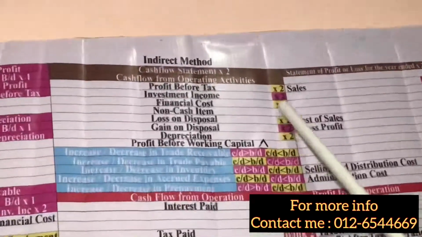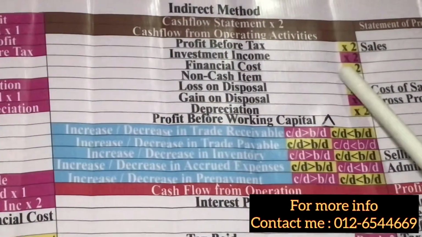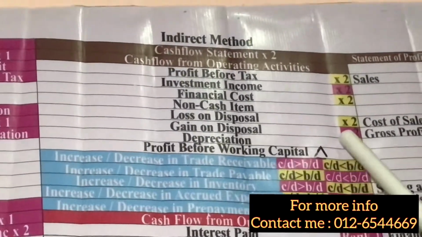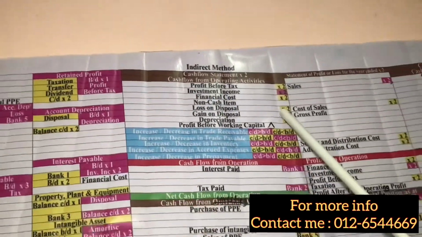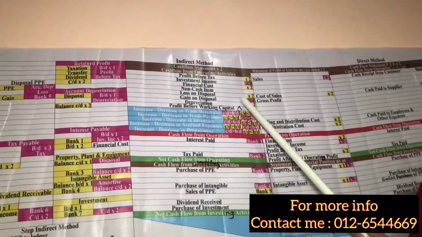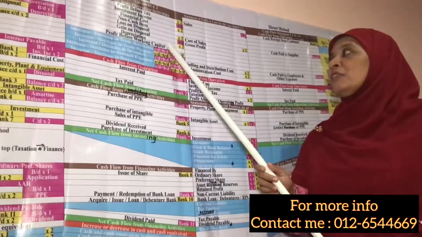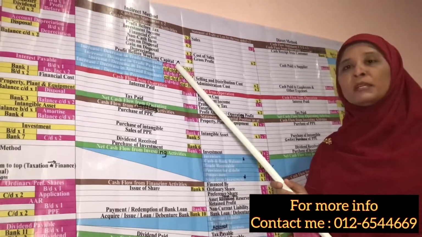From profit from operation, we have to do some process to get the cash flow exactly from operation. So we have to eliminate non-cash items. Let's say you have loss on disposal, you have to add it back because loss on disposal reduces your profit, but it is not cash. And then you have depreciation, you have to add back. So you will get your profit before working capital.